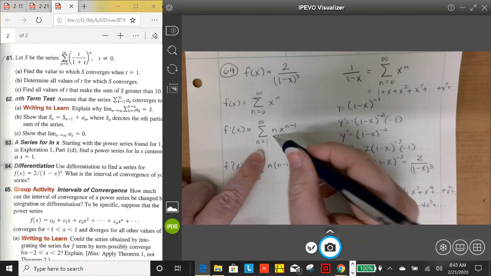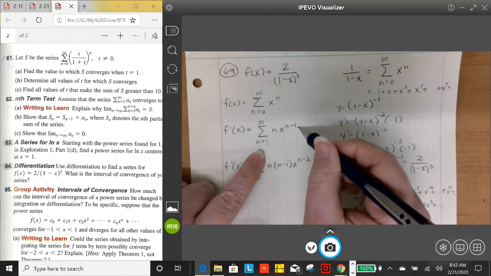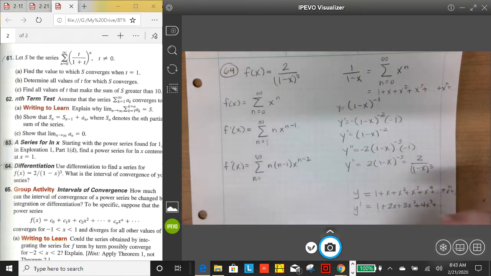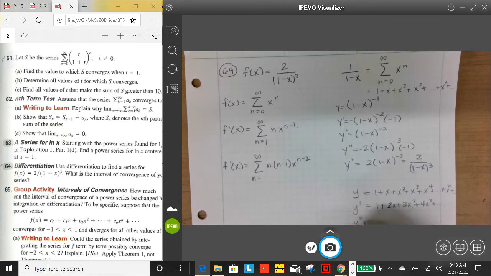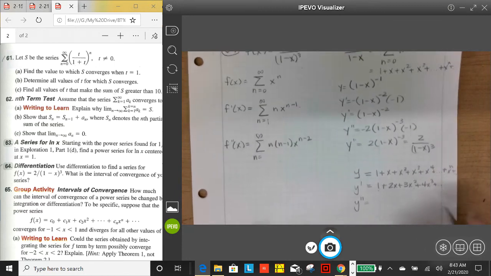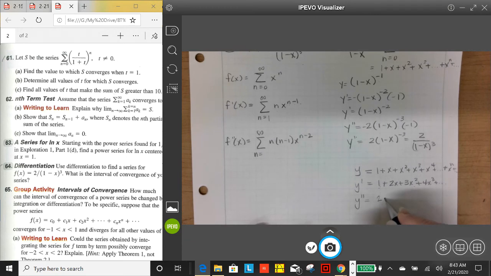I get a 1 in front here, and then I get x to the 1 minus 1, which is 0, which gives me the 1 here. And then if I do y double prime, which is the derivative of this one, we get 2 plus 6x plus 12x squared plus dot, dot, dot.